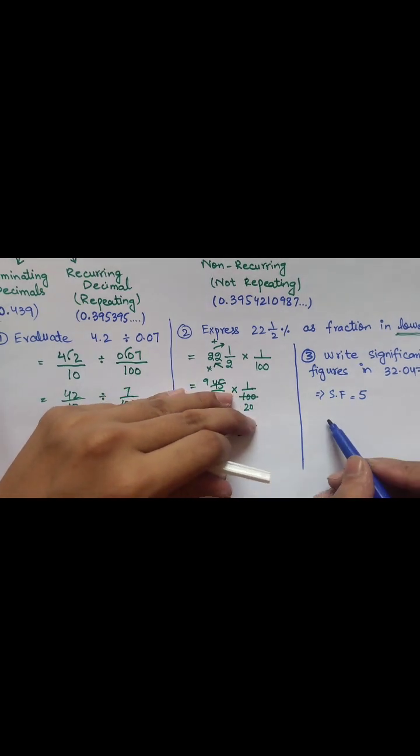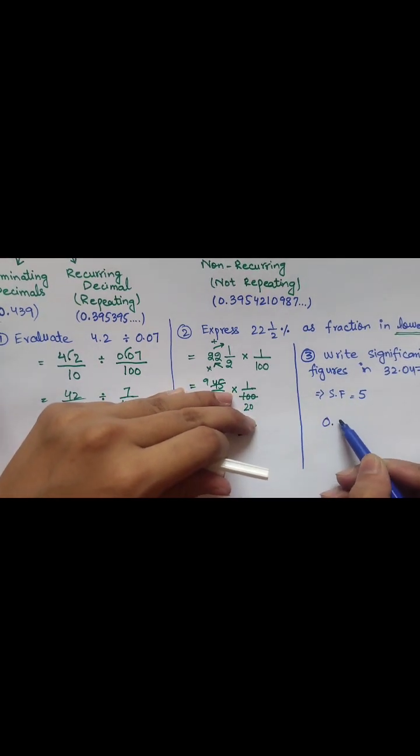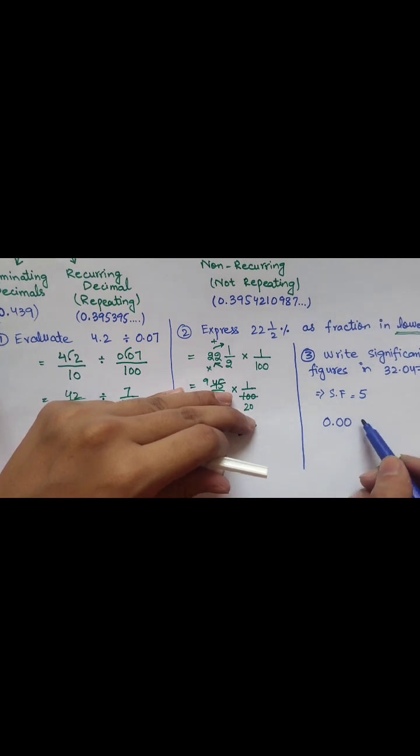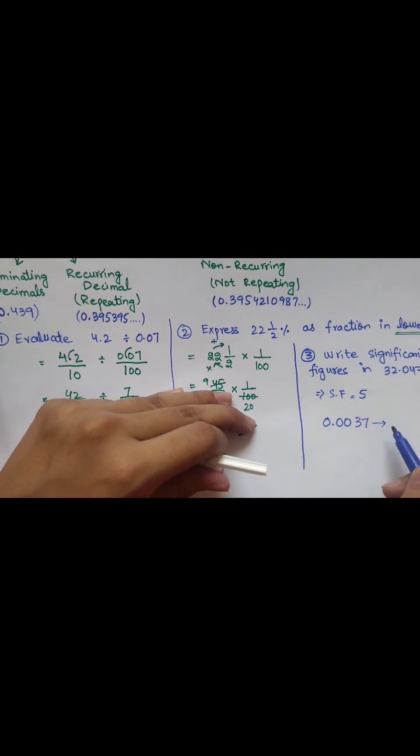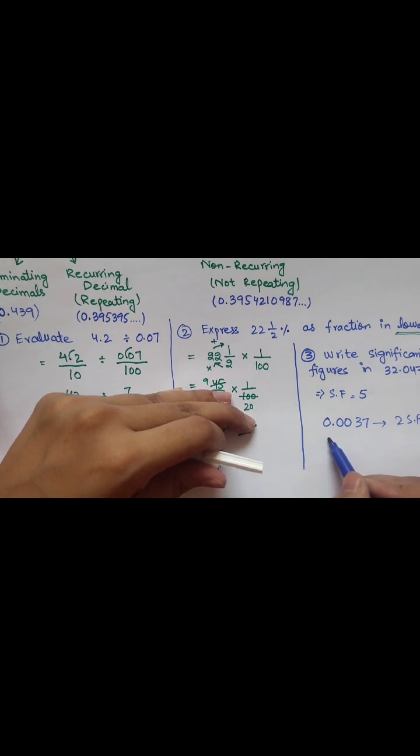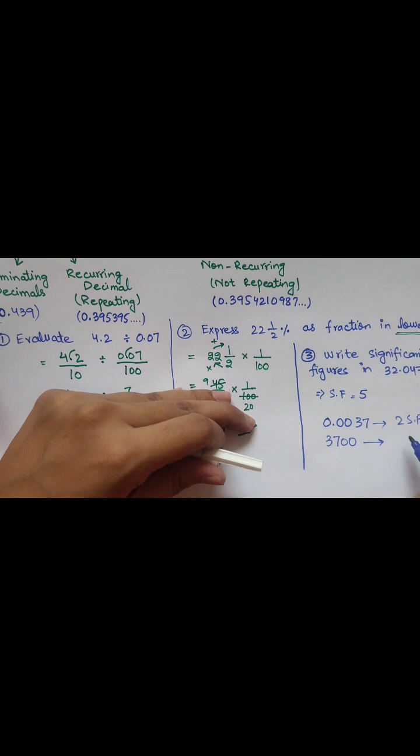Another rule is zeros on the left side are not significant. In this number there are two significant figures, and zeros on the right side are significant. These are significant, so there are 4 significant figures.